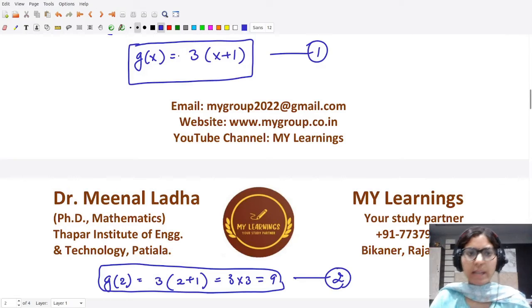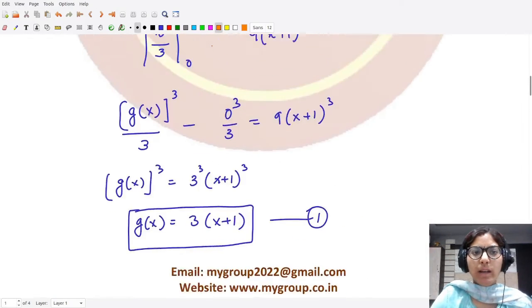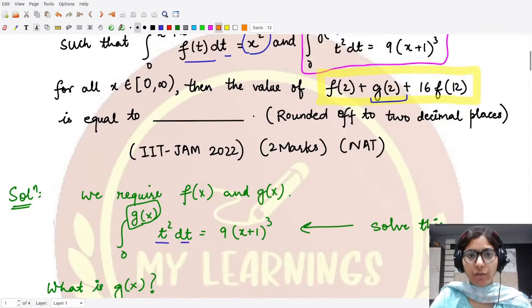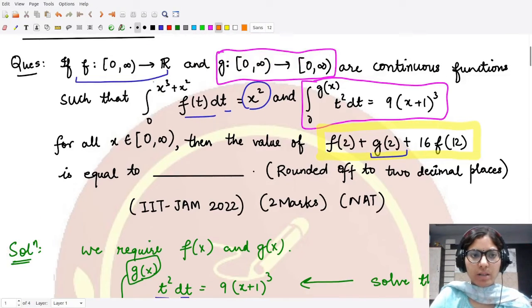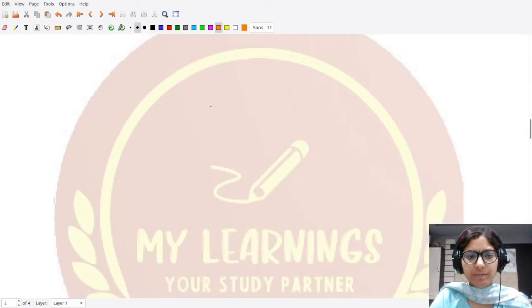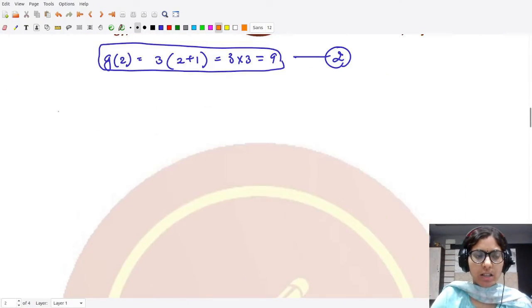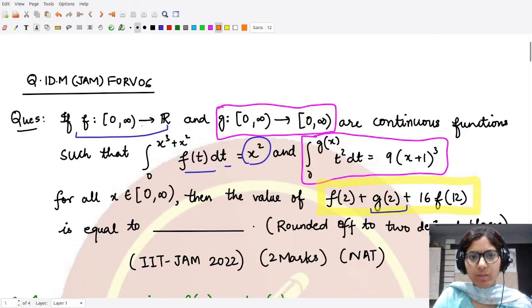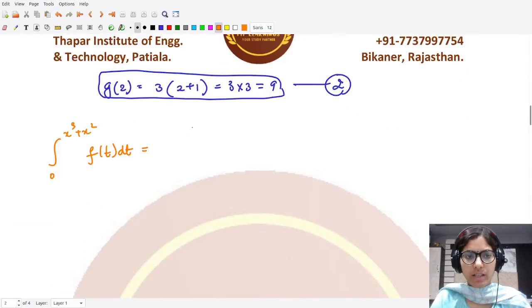Now from the second expression, we are required to calculate the function f of x. So what is this second expression? We have integration from 0 to x cube plus x square of f of t dt. So let me write it down here. This thing is equal to x square, right?